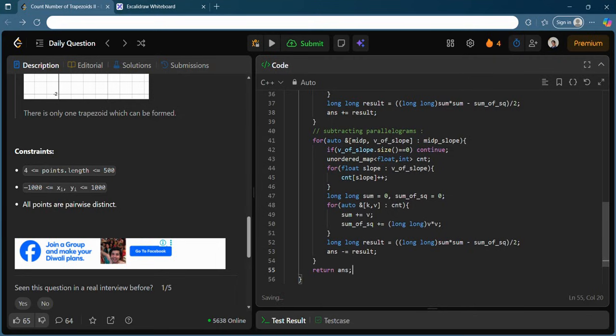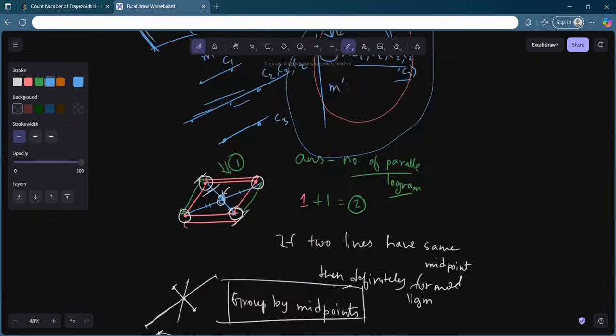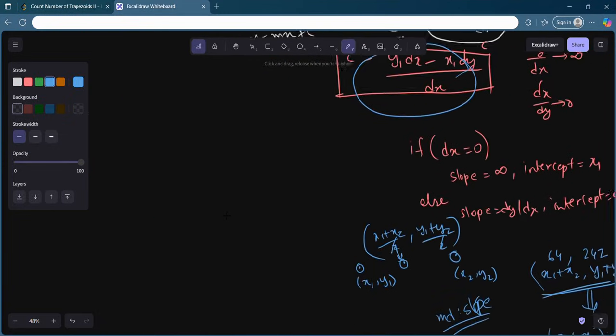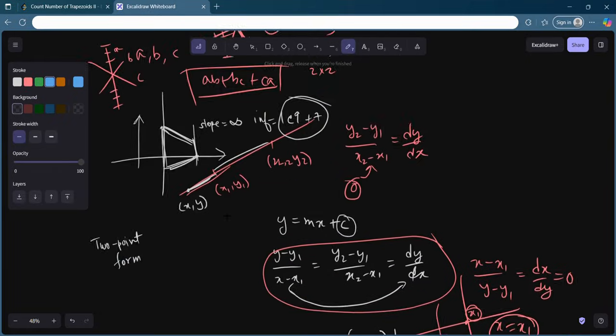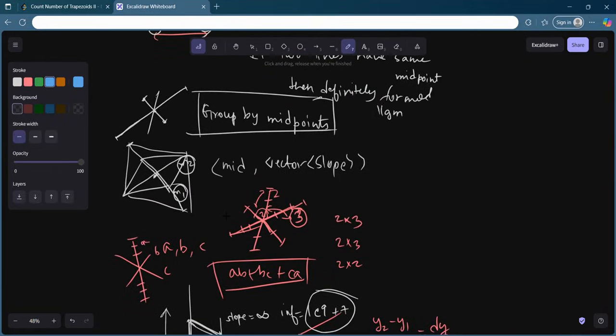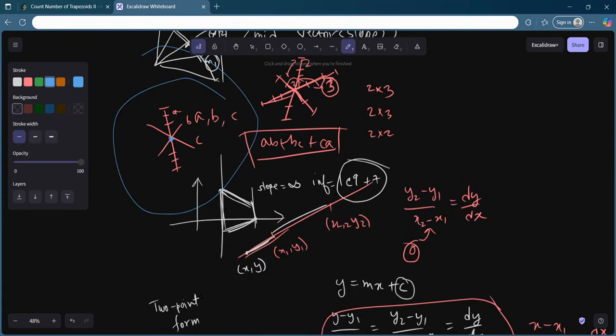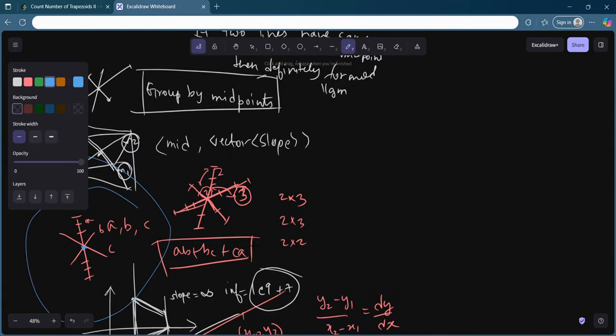If you are getting confused why I am doing the exact same method of calculating with parallelograms, if you remember I explained this already. You have something like this: you have a common midpoint, and you see how many different slope values are intersecting at that midpoint, and if there are multiple lines A, B and C, you get the same kind of parallelogram over here, right?